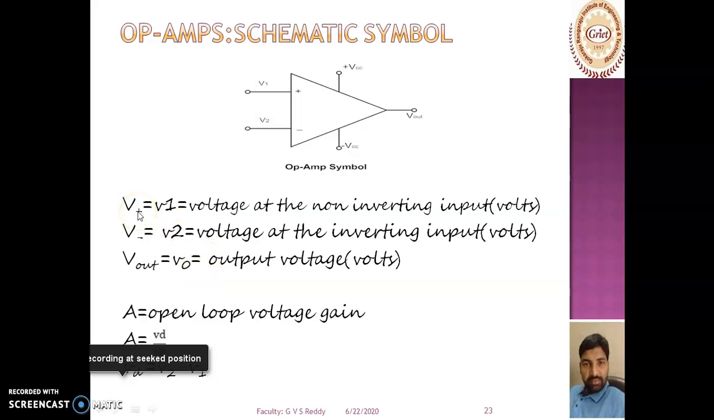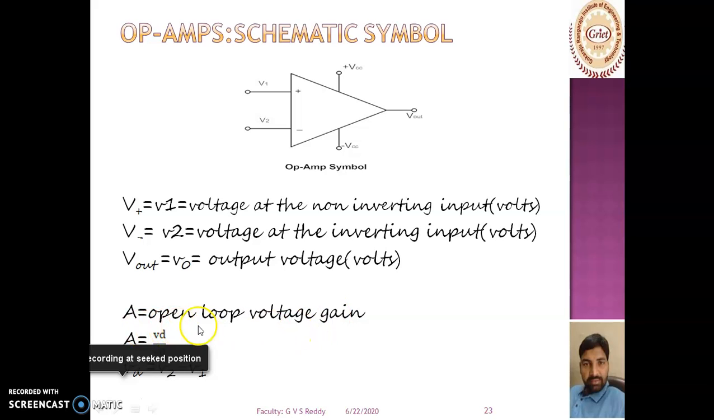Next, the inputs may be represented as V plus or V1, that is the non-inverting terminal. Here V1 represents the voltage at the non-inverting input, which is in volts, and V minus or V2 is the voltage at the inverting input, which is in volts, and Vout or VO simply is the output voltage, which is in volts.